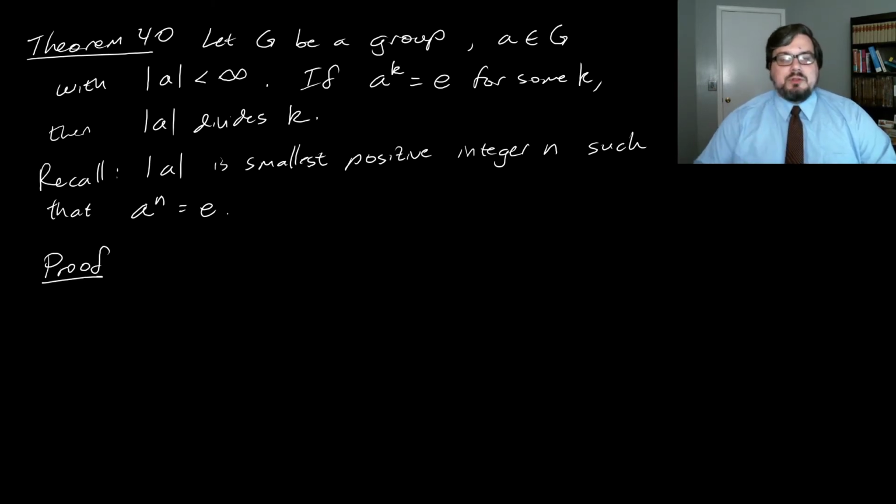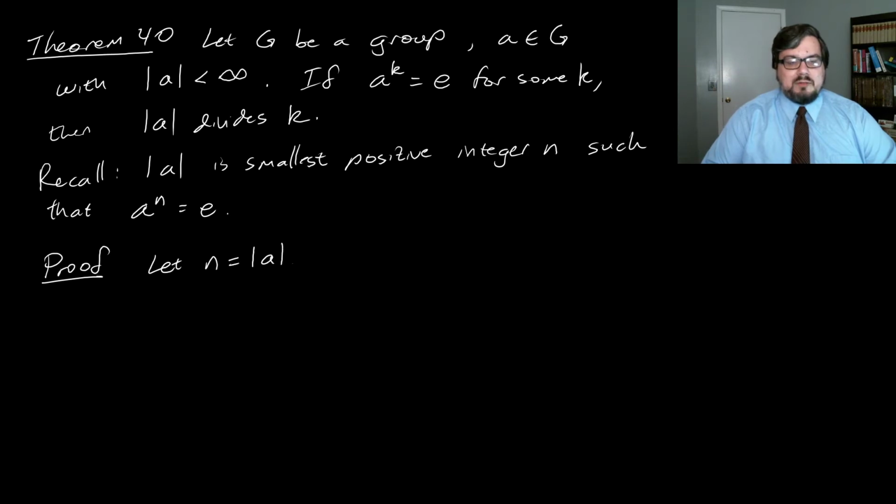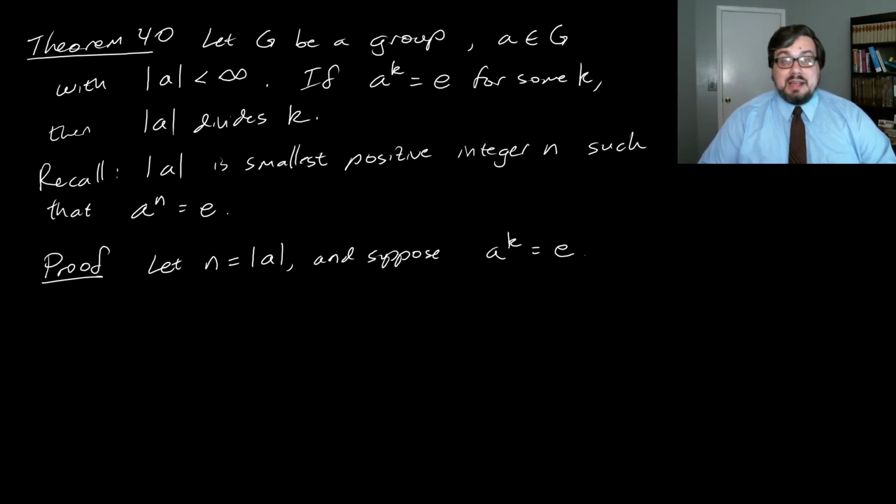Now, a hint: whenever you're trying to show that one number divides another, a lot of times what you want to use is the division algorithm. So, for the sake of notation, let n be the order of A, and suppose A to the K is equal to the identity. If we want to show that n divides k, then a very common way of doing that is to write down the division algorithm when we divide k by n.